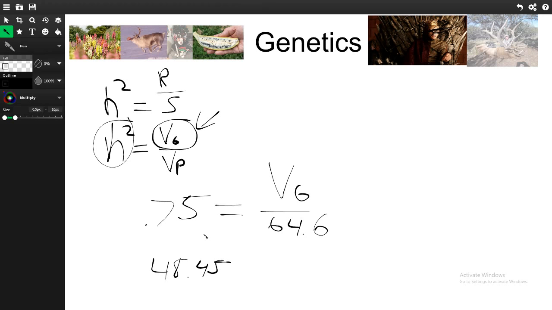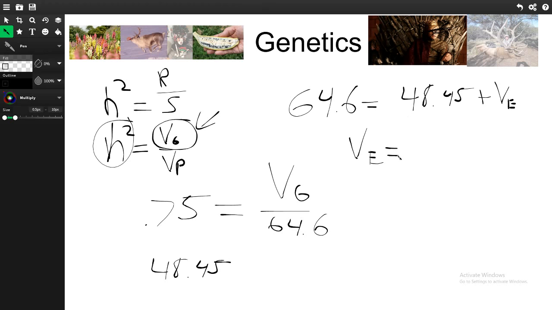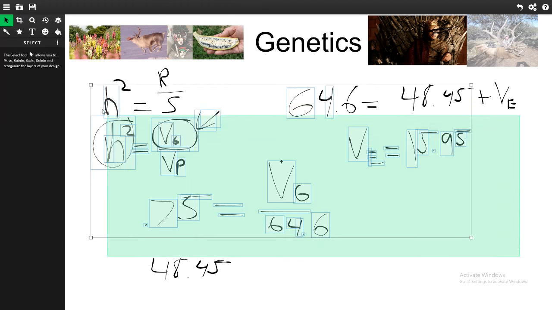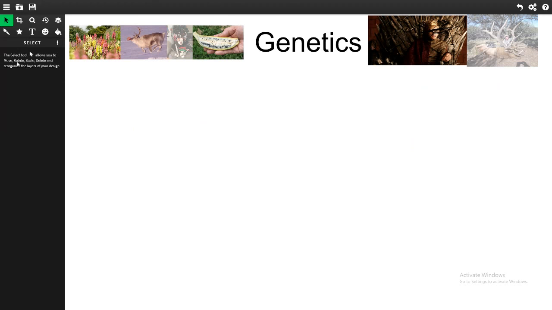So then how do we solve for the environmental variation? Well, we know that VP equals VG plus VE, and we know VP is 64.6, and that equals VG, which we just found to be 48.45, plus VE, which is what we're solving for. So then, of course, you just do 64.6 minus the VG value, and your environmental variance turns out to be 15.95. So that's how you solve for that.